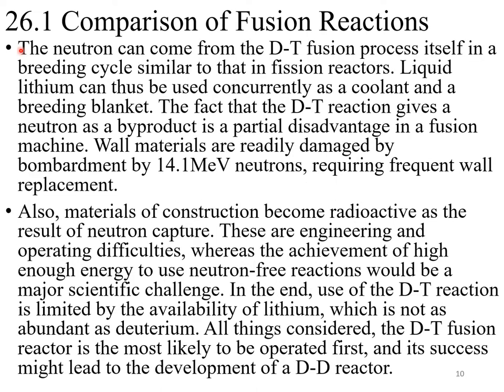The neutron can come from the DT fusion process itself in a breeding cycle, similar to that in fission reactors. Liquid lithium can thus be used concurrently as a coolant and a breeding blanket. The fact that the DT reaction gives a neutron as a byproduct is a partial disadvantage in a fusion machine. Raw materials are readily damaged by bombardment by 14.1 MeV neutrons, requiring frequent wall replacement. Also, materials of construction become radioactive as the result of neutron capture.